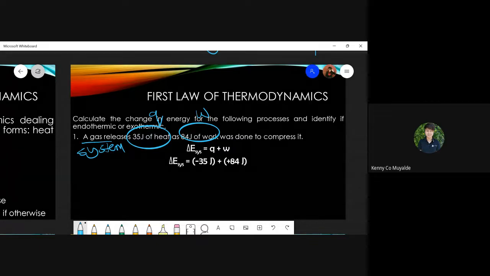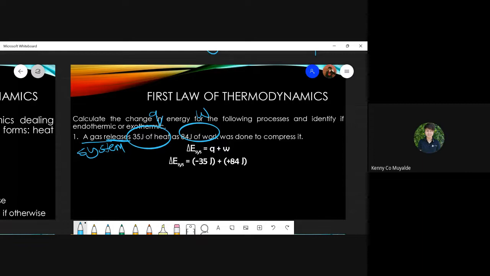Okay? Next, the change in energy of the system is equal to Q plus W. Our Q is 35 joules of heat. Is this positive or negative? Ang nakalagay dito ay release. So that means it is exothermic.